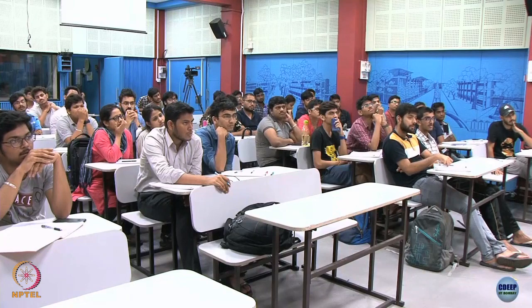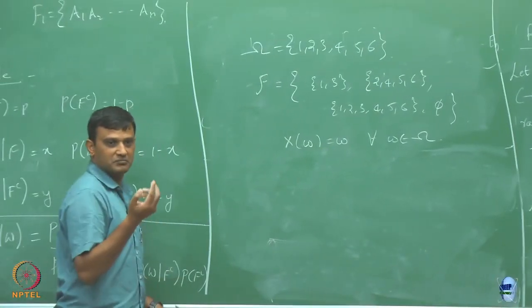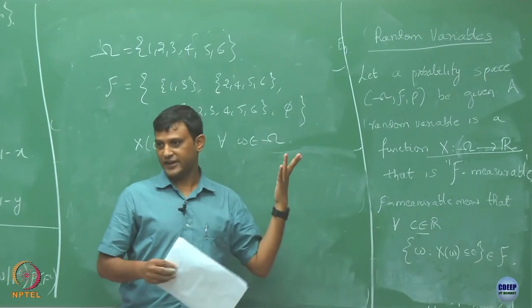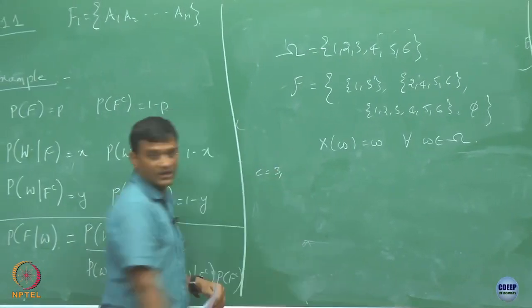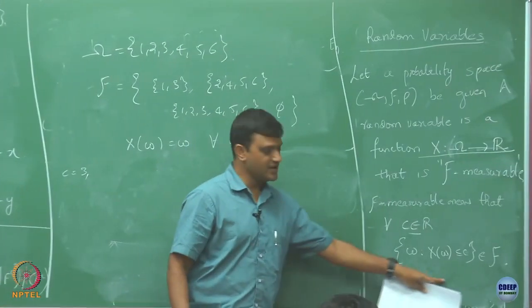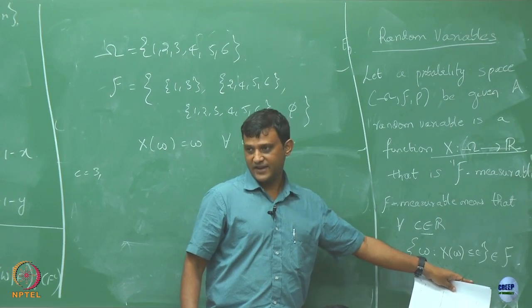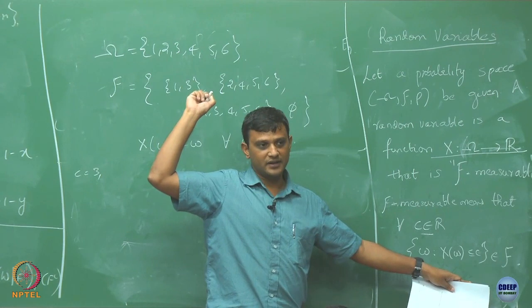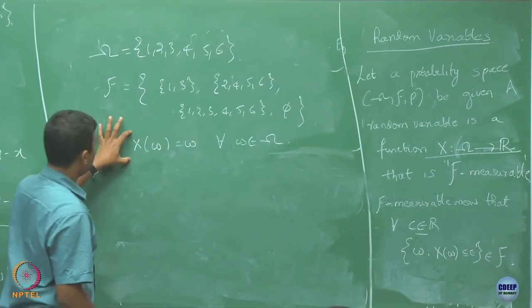So let us apply this. Let us take some C belonging to R. This should be true for every C, right? So I have the freedom to choose C. Let me choose C to be 3. Now, what is this set going to be? It is 1, 2, 3. Now I have an event which consists of outcomes 1, 2, 3. Does that belong to my F here? No, right? So this is not a random variable on this F.